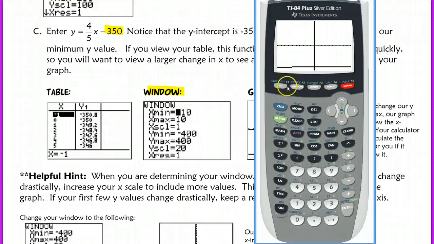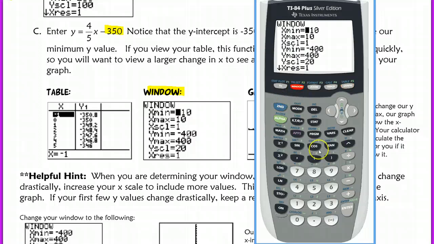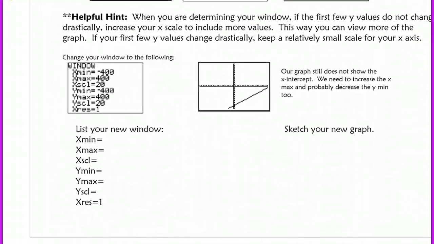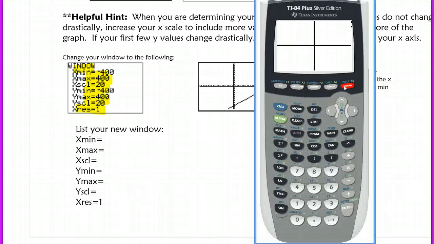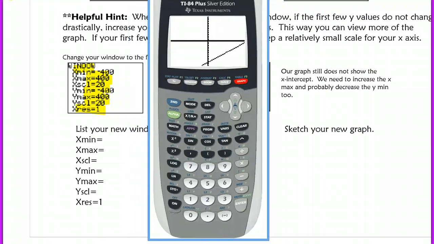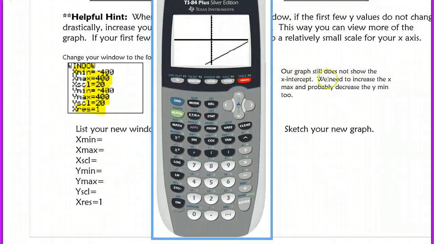So what I want to do now is see more of the x values here. I'm going to increase the window in the x direction from negative 400 to 400, which is what the next window right here has me doing. Okay, so now we're up to this point. We're going to change our window to these values, and when we graph it, now I get a little bit better of a picture. You can see that this picture matches here. The problem though is that our graph does not show the x-intercept.